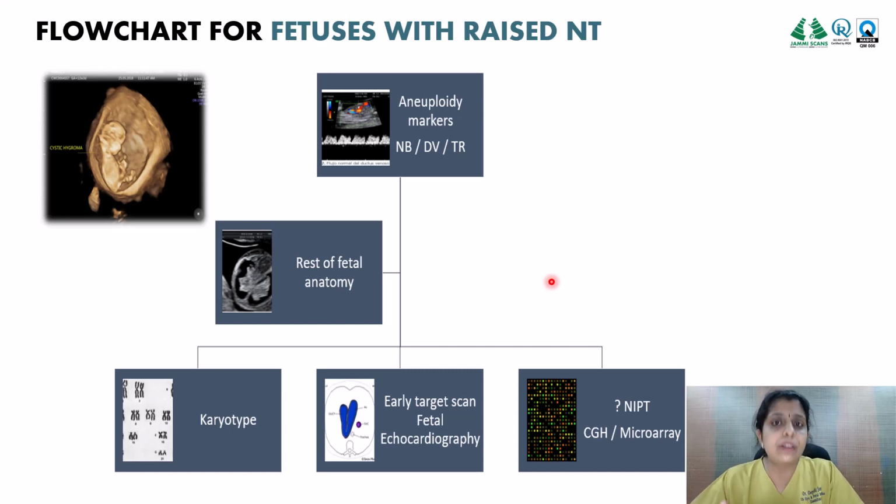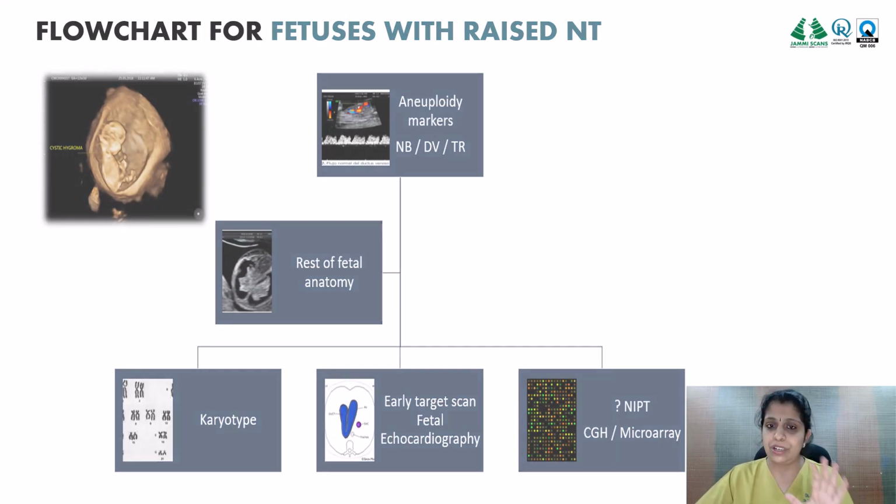NIPT is primarily geared towards Down syndrome screening rather than being highly effective for other chromosomes. So we would always prefer an invasive procedure like CVS or amnio to get a full-fledged karyotype, or a chromosomal microarray, which we are doing nowadays. Why CMA? Because the yield of chromosomal microarray, that is, the extra information you get, is 10 to 11% more when compared to a conventional karyotype.